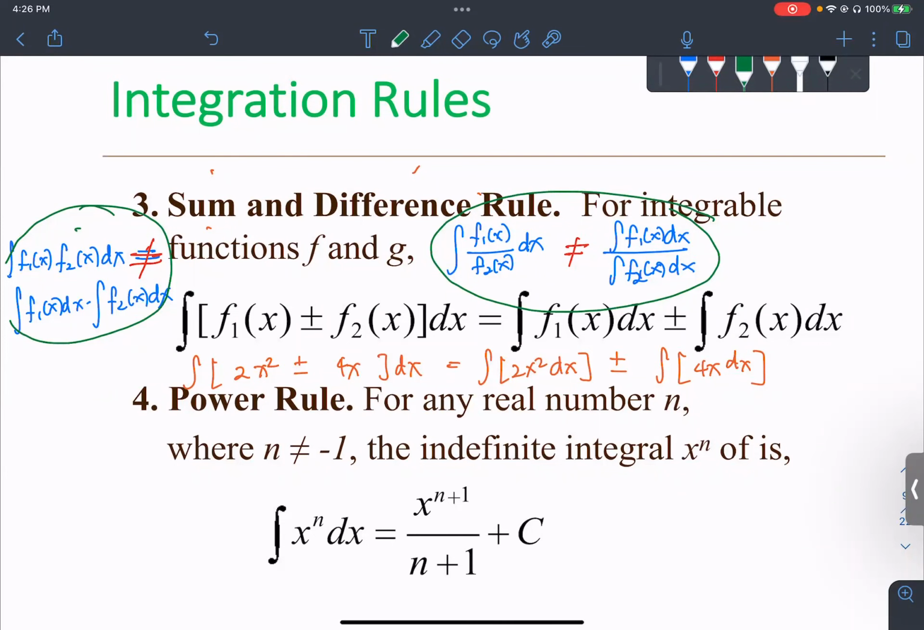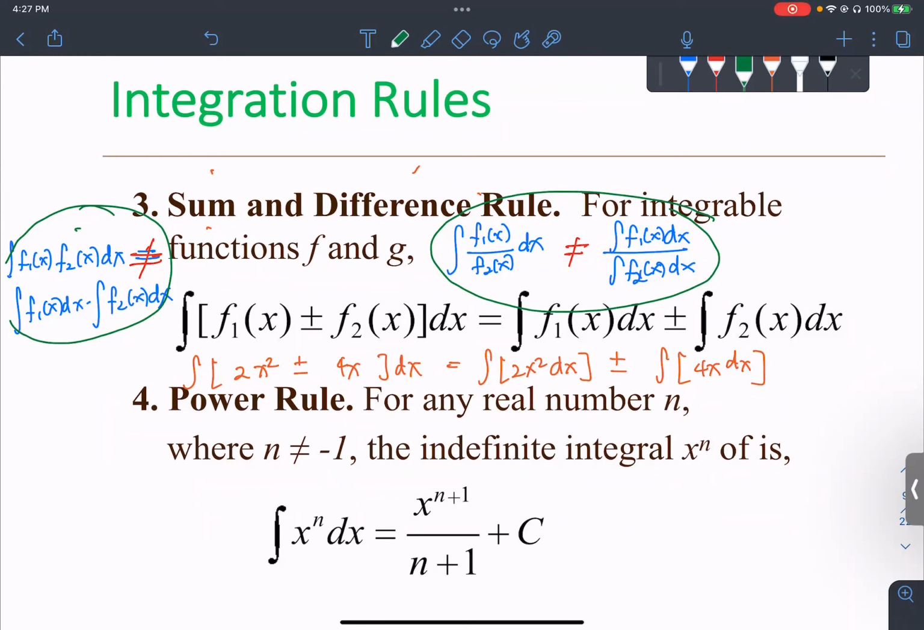Pero if after doing that, it's still a product or still a quotient, huwag mo nang ipilit. There is another way on how to do it. Hindi pa lang naturo, so i-discuss natin yan sa succeeding topics natin.